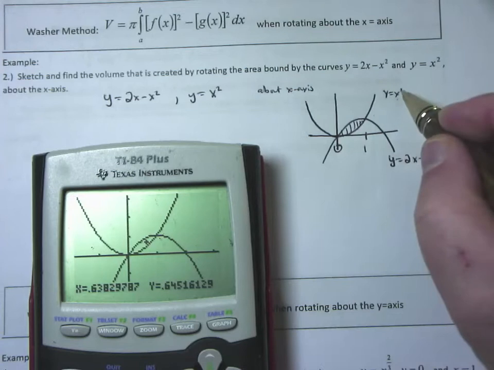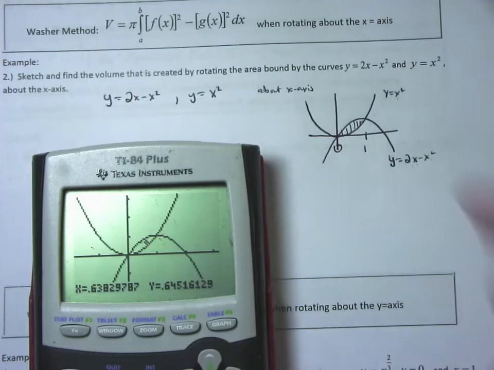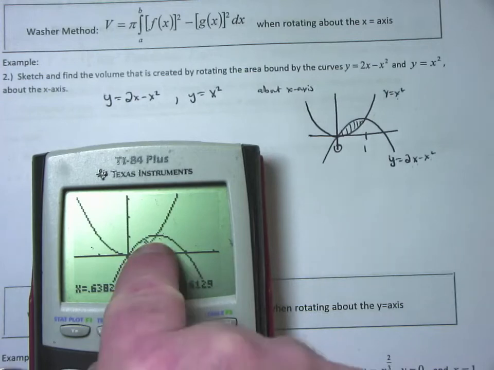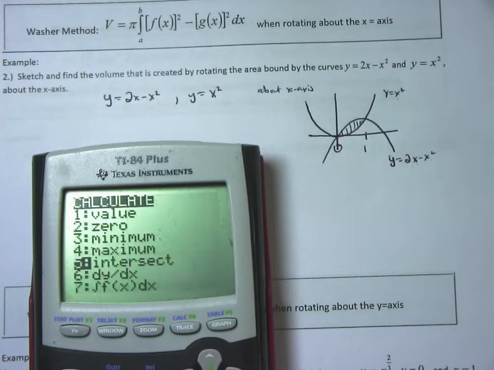1 squared is 1. 2 times 1 is 2. Minus 1 squared is 1. 2 minus 1 is 1. So when you plug in 1, you get the exact same point, which is 1. You can also see the little hash mark 1 there? It's right there where it meets that. So you can look at it and draw the calculator and tell. But if you really want to, second calculate, find the point of intersection.